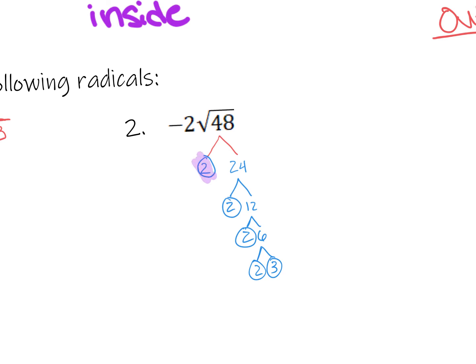So this first 2 has a buddy here, okay? Since it has a buddy, it's going to go outside the radical, so I have my first 2. Now, this 2 right here, oh, it actually has a buddy, so it is also going to be able to go outside the radical.